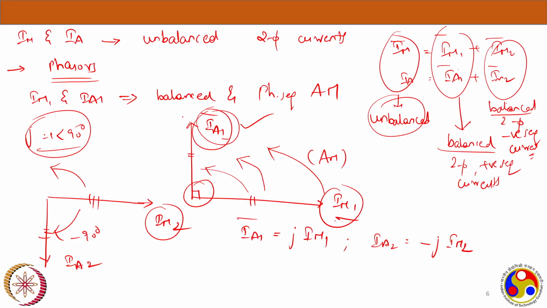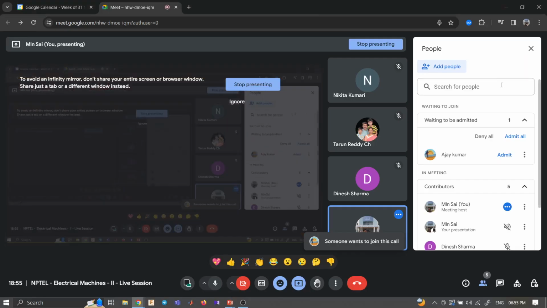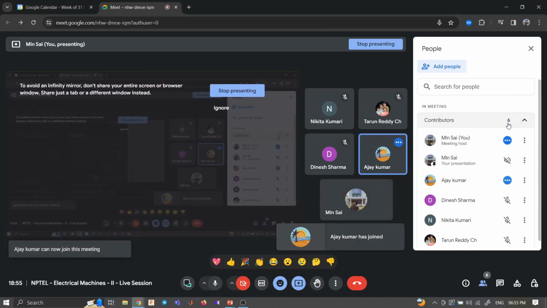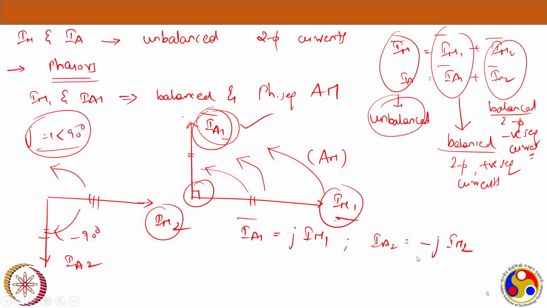I was saying this IA1 and IA2 are auxiliary winding's positive sequence and negative sequence components, and IM1 and IM2 are the main winding's components. So I have converted this IM1 and IM2 in terms of IA1 and IA2. So I will just substitute these values in the previous equations I got, and we will see what we will get. And I request students to mute to avoid any disturbance or interference.